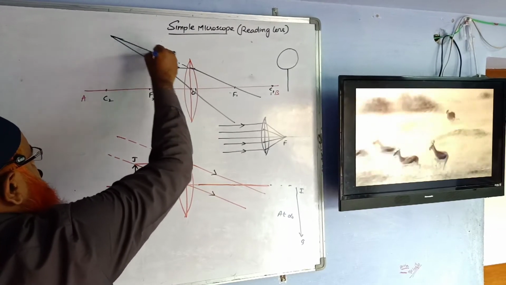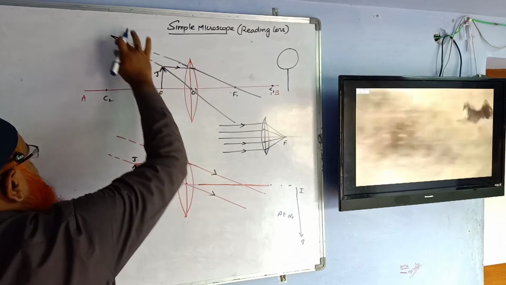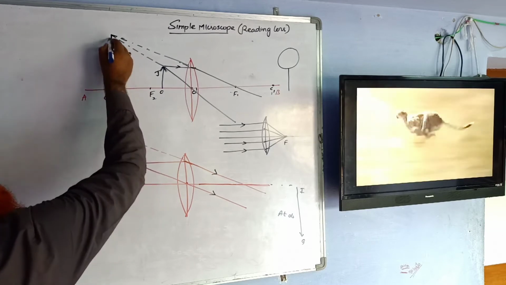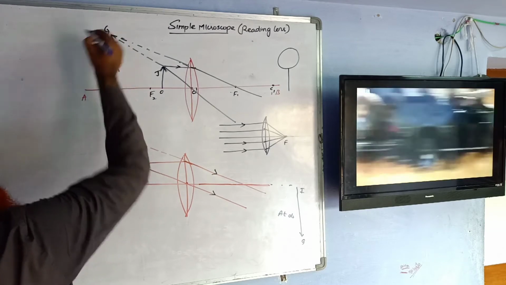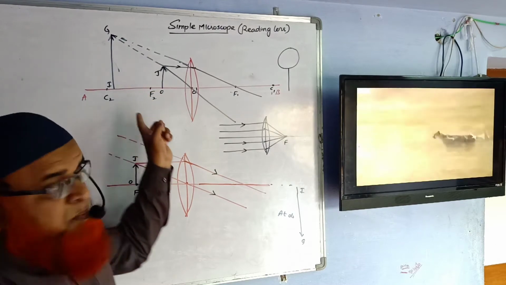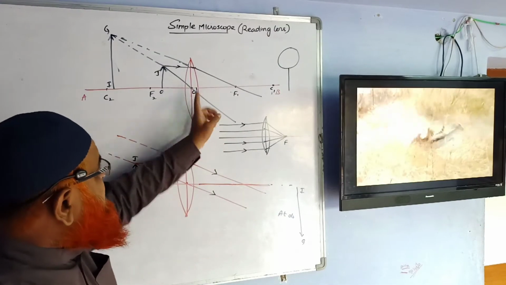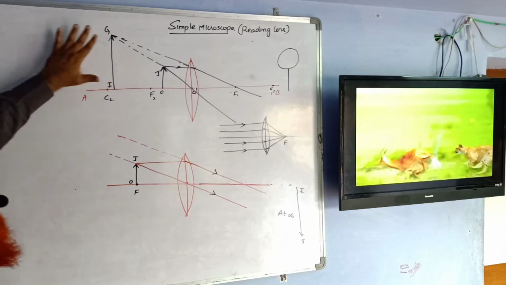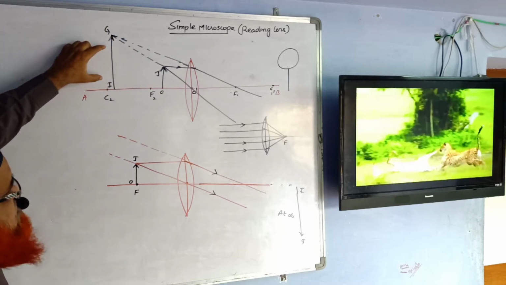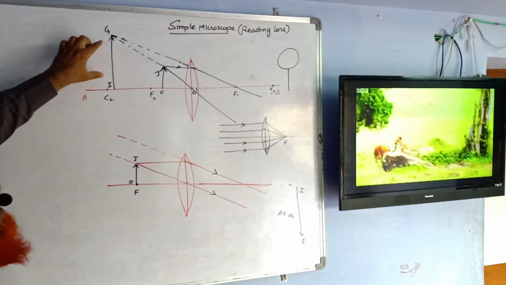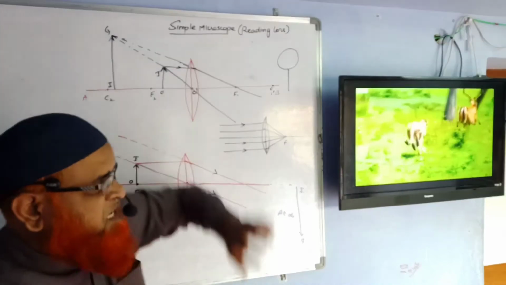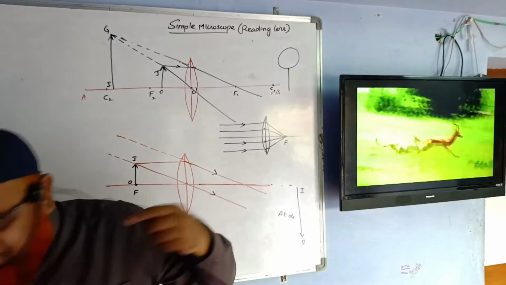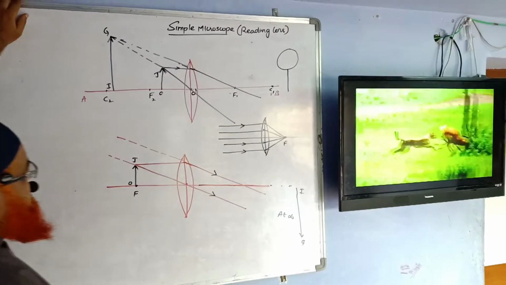When they meet somewhere here, this is going to be the virtual image you are going to draw here. So for this object which is placed in between the focal point and optic center, you are going to get an image on the same side of the object. This is a magnified image. This is an erect image. And this is a virtual image because it cannot be caught on the screen. Okay, so let us see what is going to happen.